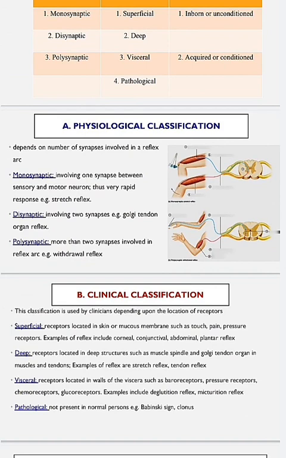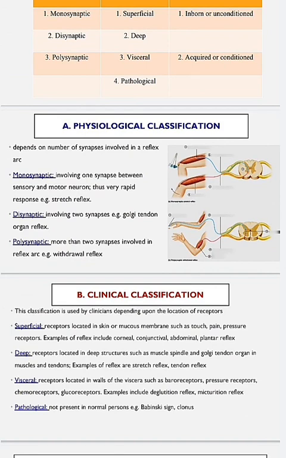Clinical classification. The classification is used by the clinician depending upon the location of receptors. Superficial receptors are located in the skin or mucous membranes, such as touch, pain, and pressure receptors. Examples of reflexes include corneal, conjunctival, abdominal, and plantar reflex. Deep receptors are located in the deep structures, such as muscle spindle and Golgi tendon organ in muscle tendons, for example, the stretch reflex or the tendon reflex.